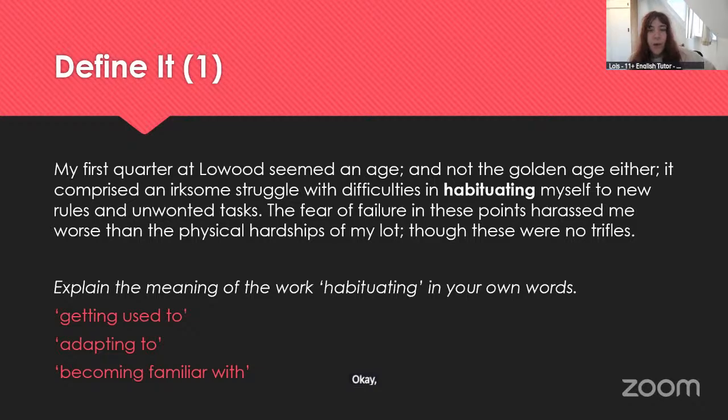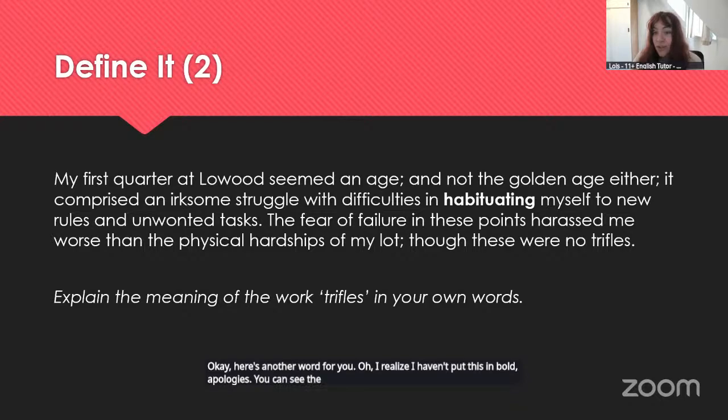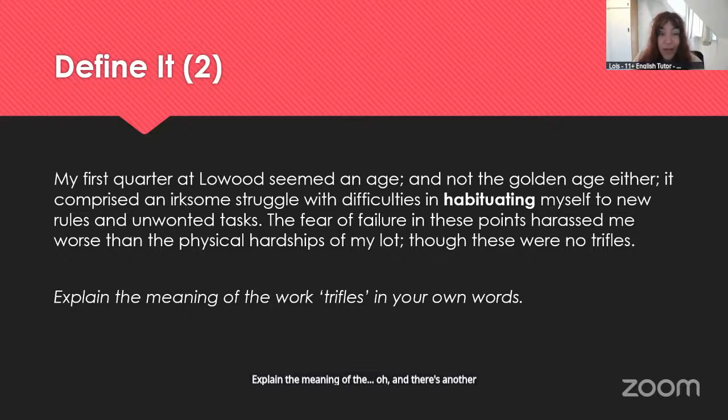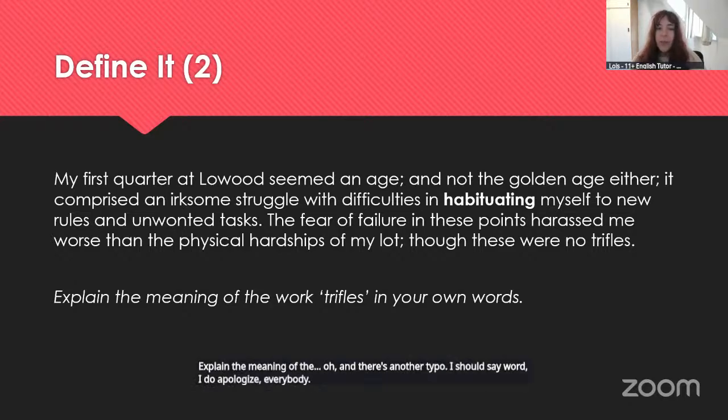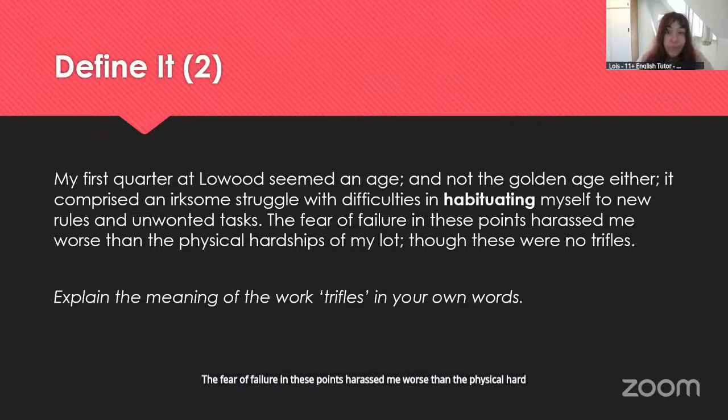Okay, here's another word for you. Oh, I realize I haven't put this in bold. Apologies. You can see the word is the last word of the text there, the word trifles. Explain the meaning of the... Oh, and there's another typo. I should say word. I do apologize, everybody. The meaning of the word trifles in your own words. So, here's the sentence. The fear of failure in these points harassed me worse than the physical hardships of my lot, though these were no trifles. So, trifles is quite an old word.